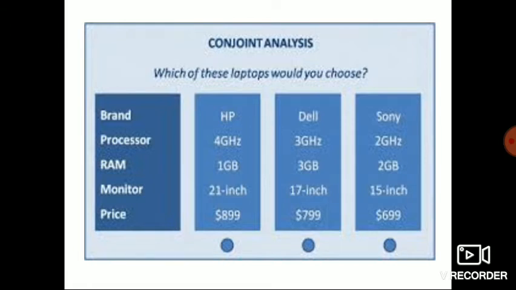The first column, as I said already, consists of characters: processor, RAM, monitor size, price. These are characteristics of a laptop. According to the three brands, the characters will change. Price, monitor size, RAM, all differ by brand. So this can be evaluated, identified and analyzed through conjoint analysis.